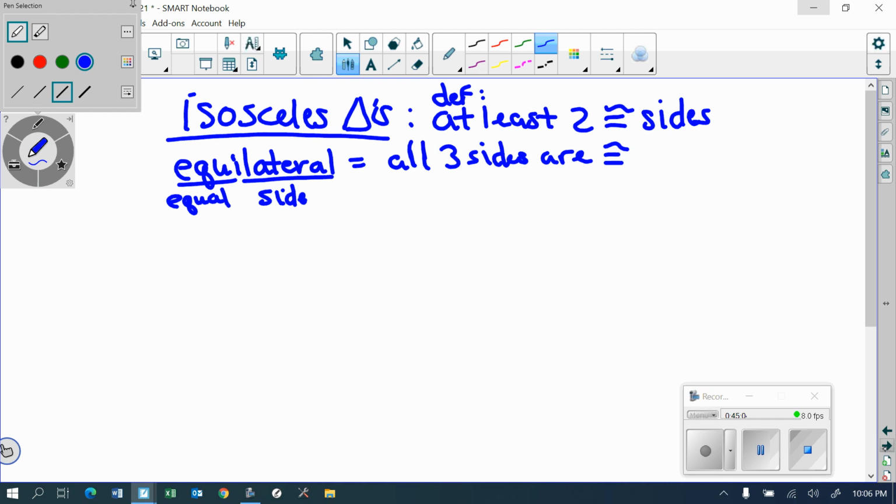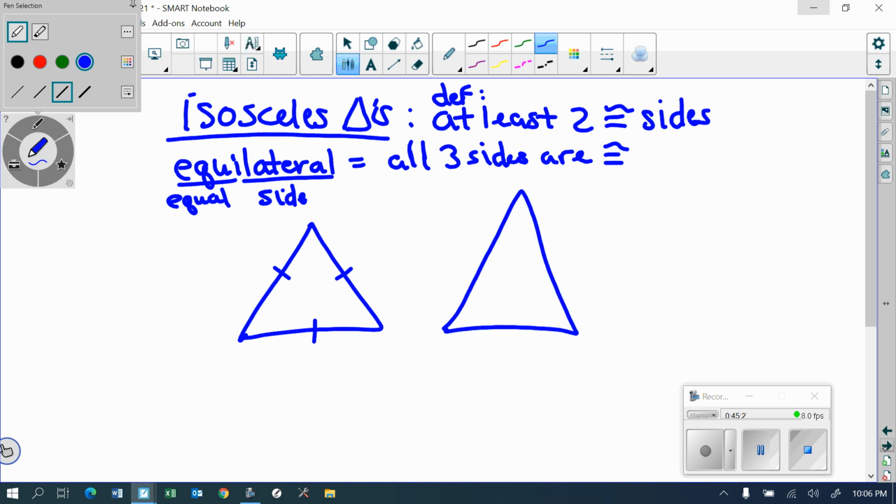Therefore, an equilateral triangle is also isosceles, because it says at least two, which means two or three. So all equilateral triangles are isosceles, but isosceles triangles are not all equilateral. It doesn't have to be three, it could be two. All right, so remember, that would be an equilateral for sure. And this should be an isosceles one, with two congruent sides.